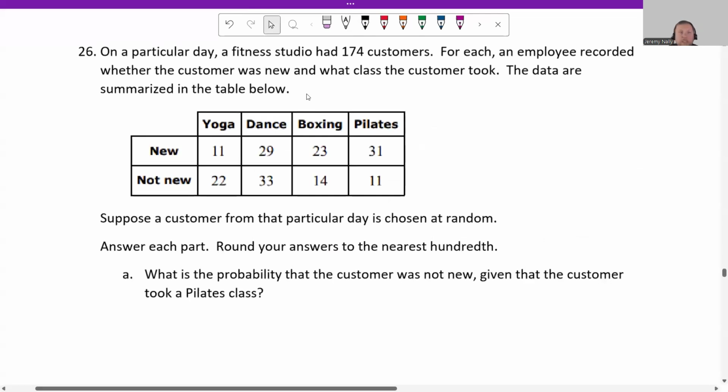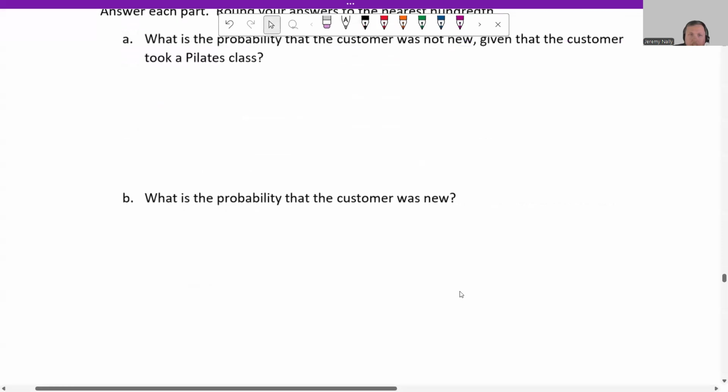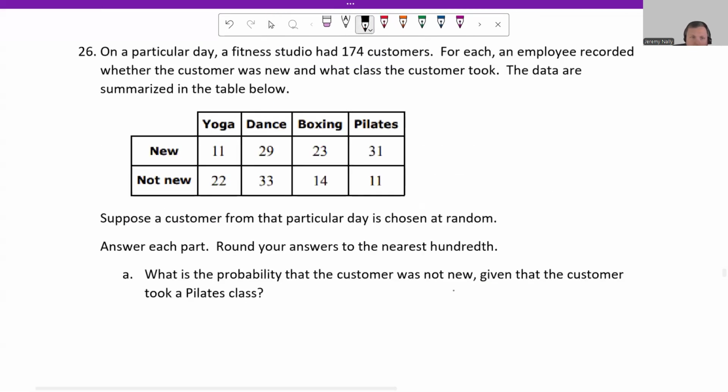On a particular day, a fitness studio had 174 customers. For each, an employee recorded whether the customer was new and what class the customer took. The data are summarized in the table below. Suppose a customer from that particular day is chosen at random, and then we're going to find some probabilities related to that. Now, with this, again, I want a total row and a total column.